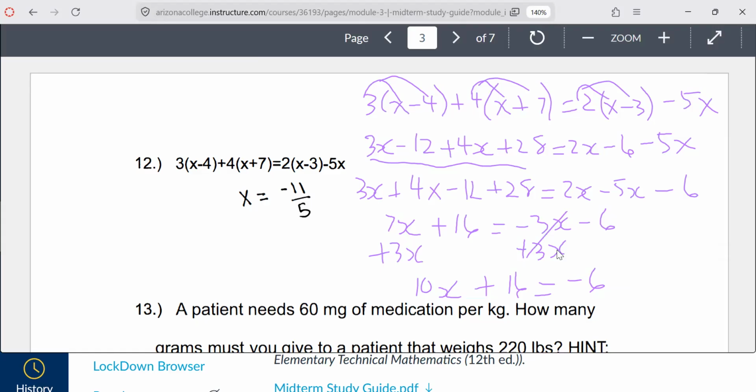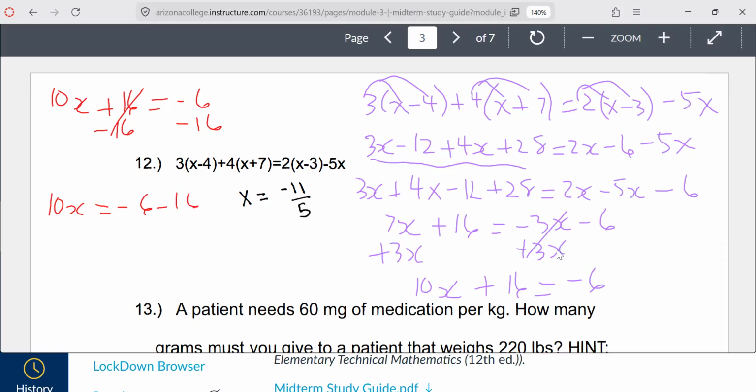Now I'm solving for x, so x should stand alone. I'm going to move the 16 to the right. To do that, it's a positive 16, so I'm going to subtract 16. So I'm going to continue with that here. So I've got 10x plus 16 equals negative 6. So I'm going to subtract 16 and subtract 16. So 10x equals negative 6 minus 16.